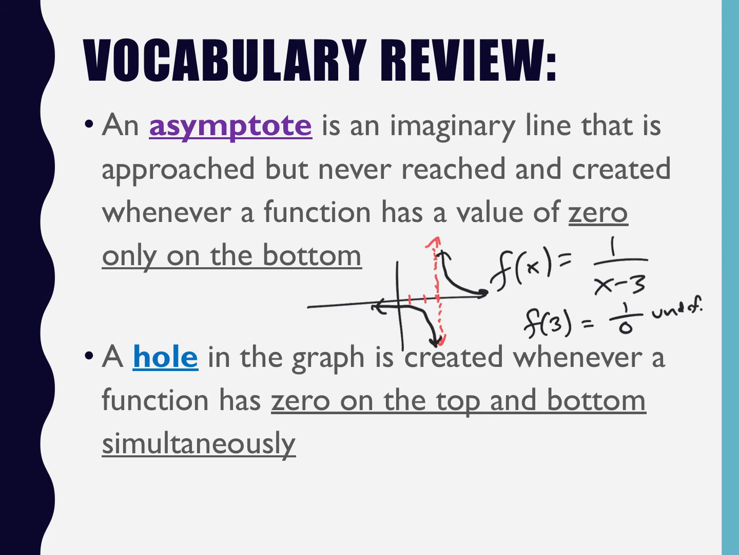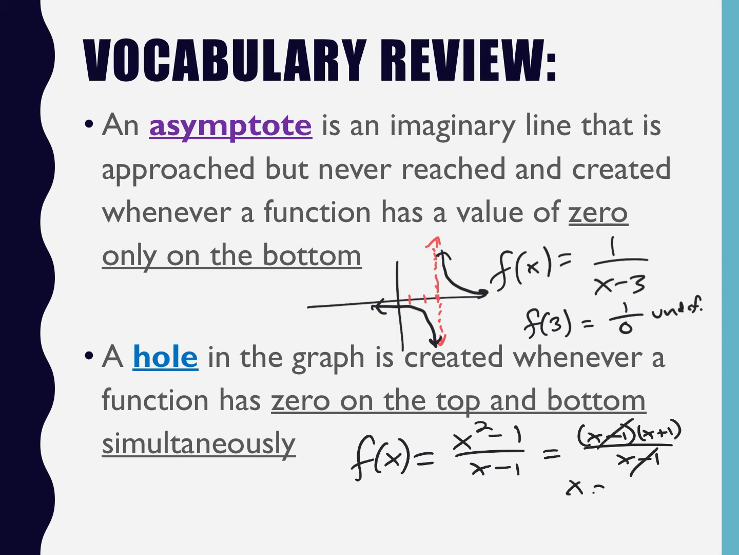Now, a hole is created when you have like factors on top and bottom and they cancel each other out. What's going to appear on the graph is a removable point, and we notate that as a little open circle on the graph. For example, if you had f of x equals x squared minus 1 over x minus 1, notice the top you can factor to x minus 1 times x plus 1, and therefore the x minus 1 is going to cancel. So at x equals 1, it's going to have a hole in the graph.